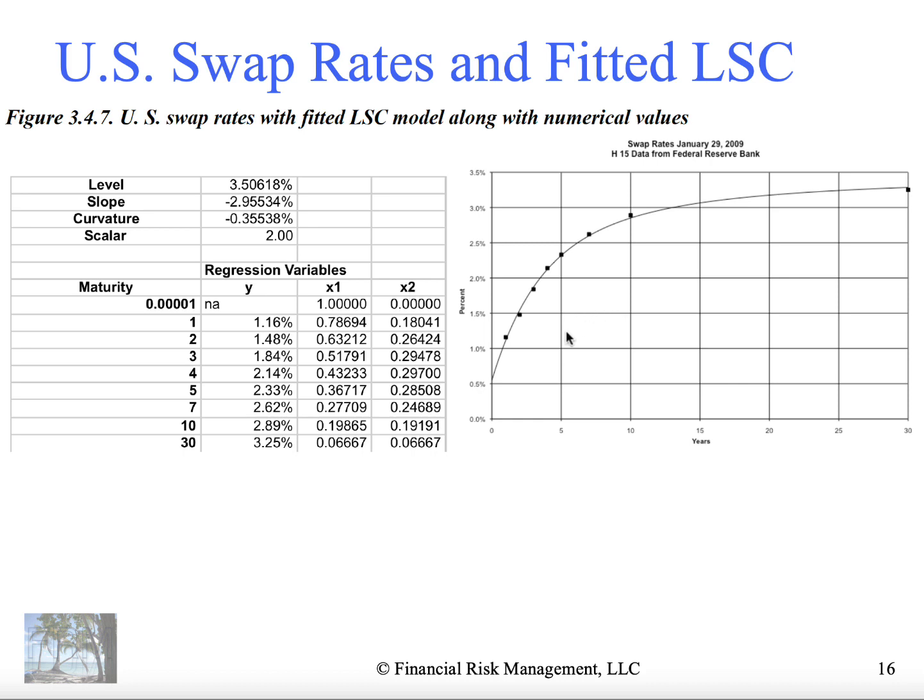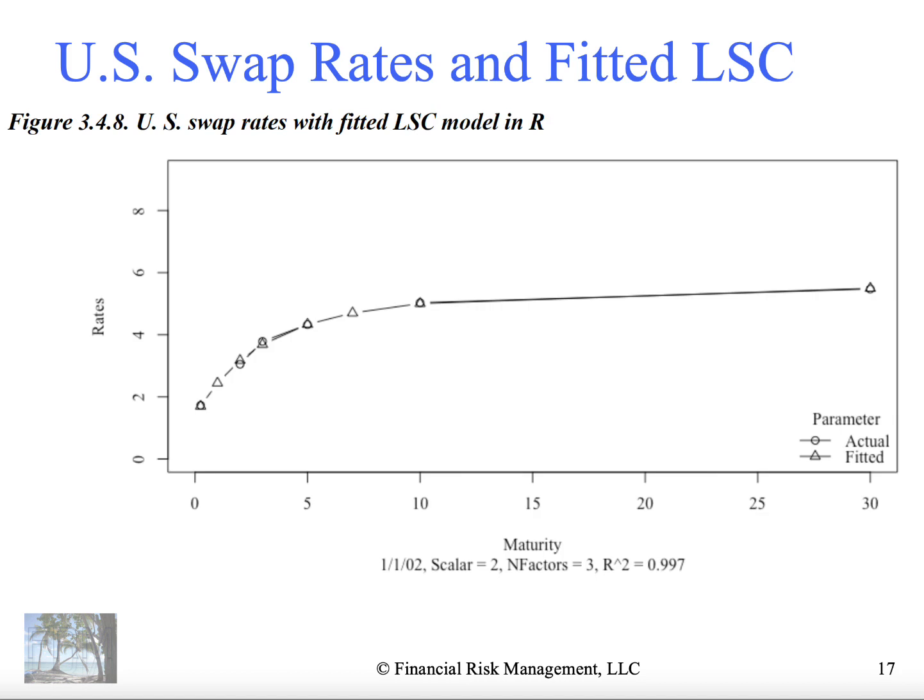The main thing to observe is, even with the 3-factor model with the scalar set at 2, which is what Steeley recommended as well as several others for treasury data, the type of data that you're examining will govern what kind of scalar to use. And what we observe is that the fitted curve fits the swap rate curve extremely well. And this is not that unusual. It's very typical to get an extremely good fit.